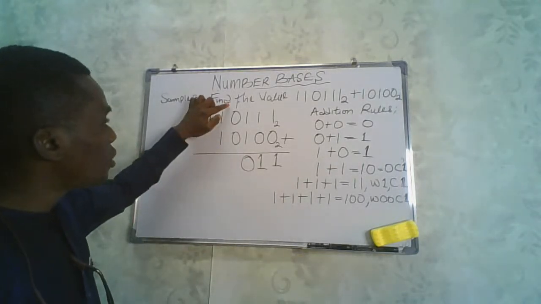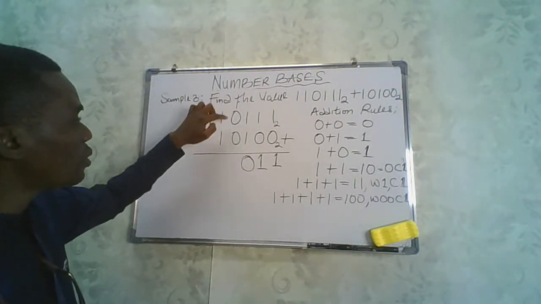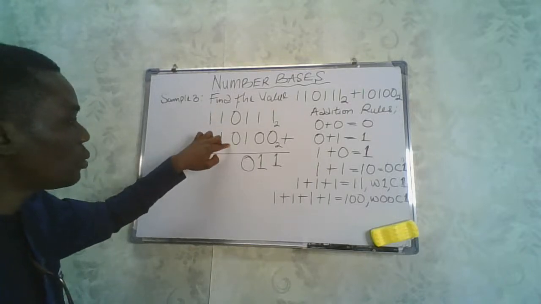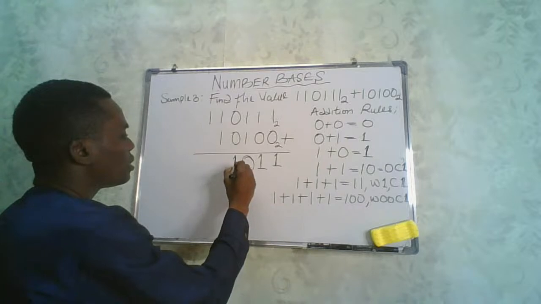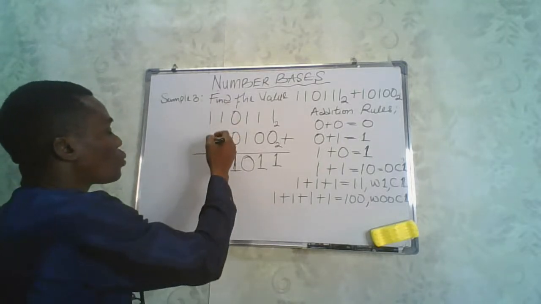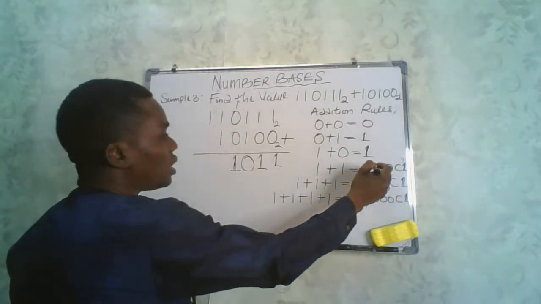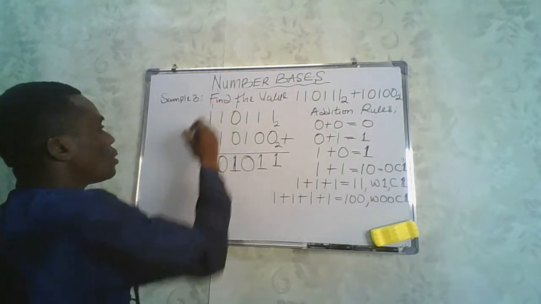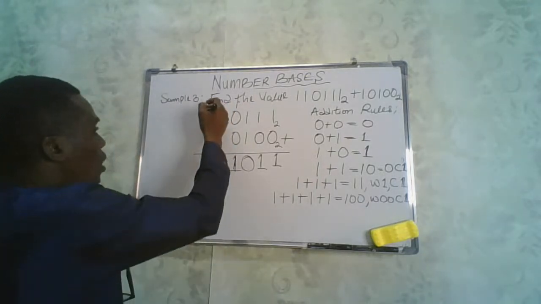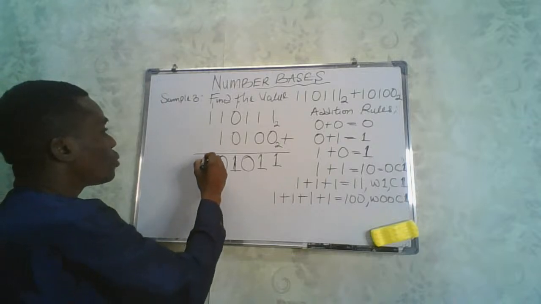Now, this is the addition of 3 numbers. So 1 plus 0 is 1, plus 0 is 1. So we'll write what? We'll write 1. 1 plus 1 is what? Is 10. That is 0. We'll write 0, and then we'll carry what? 1.